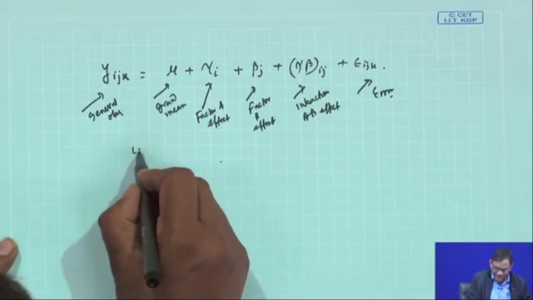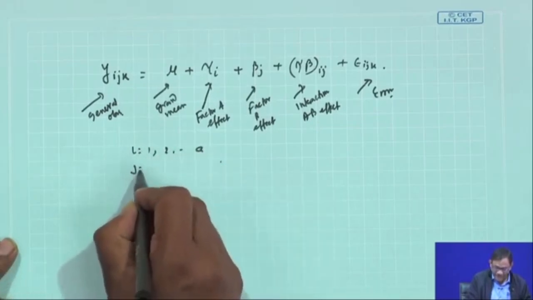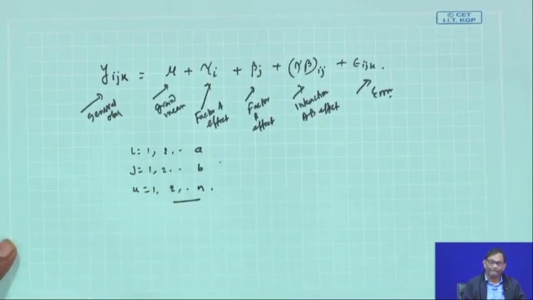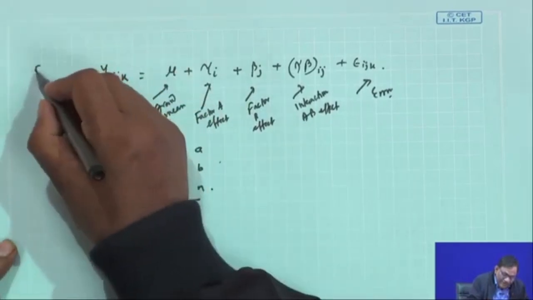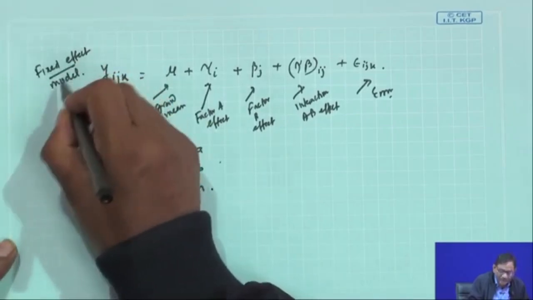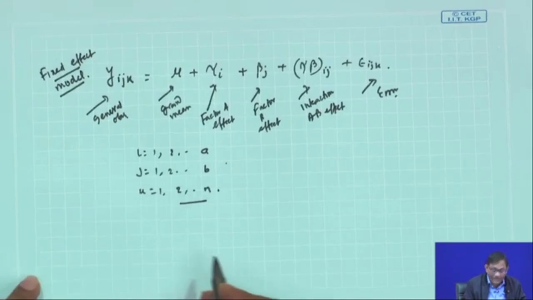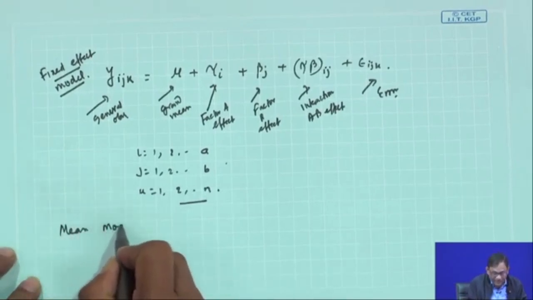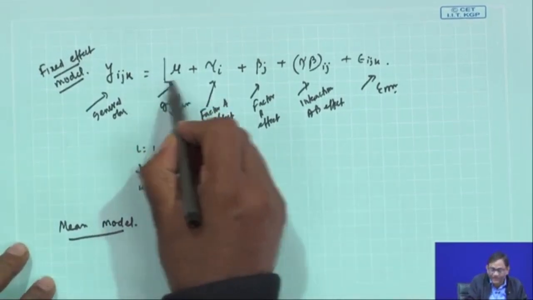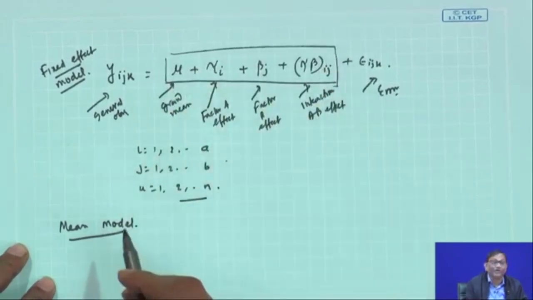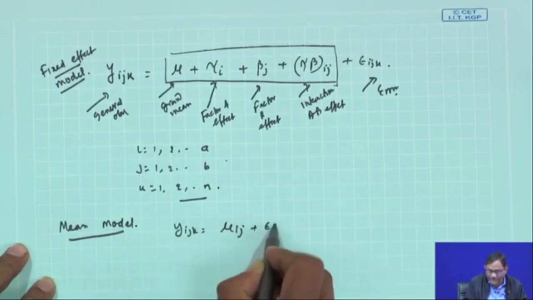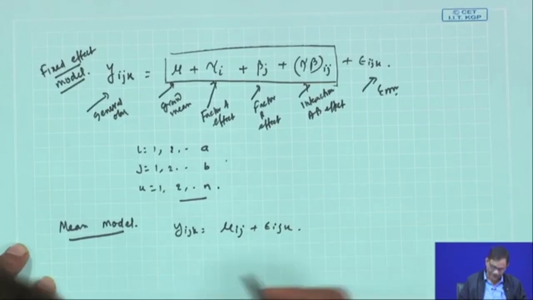And i stands from 1 to a, j stands from 1 to b, k from 1 to n. This is known as the fixed effect model. You may be interested in a mean model. If you are interested in a mean model, then the entire thing will be written as mu ij, and then y ijk will be mu ij plus epsilon ijk. This is known as the mean model.